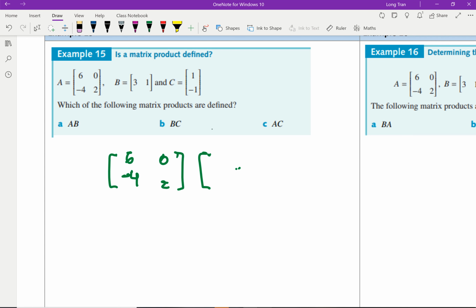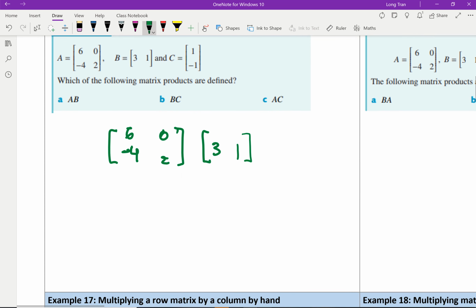I'm not really impressed with the pen at the moment. I'm going to see if I can find a different one. Let's see if this one works. All right, that's better.